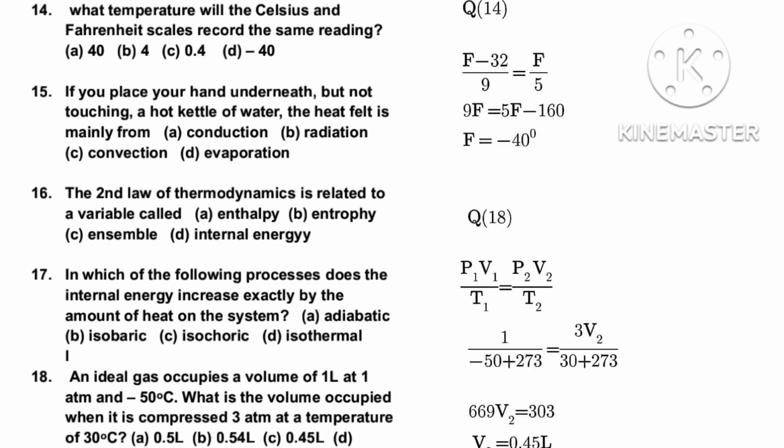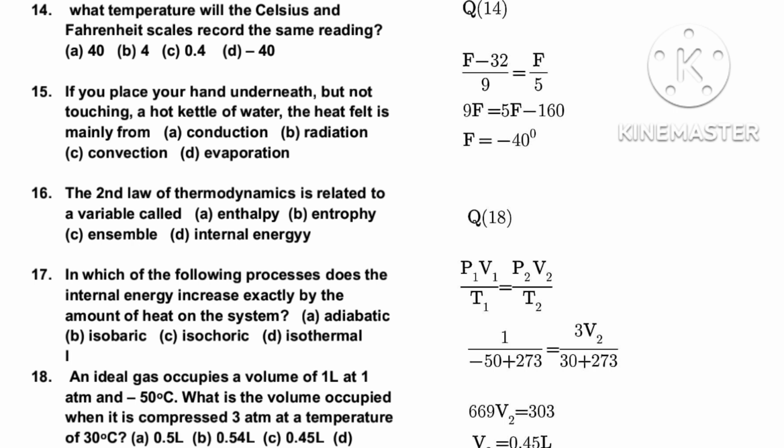The next question is, at what temperature will the Celsius and the Fahrenheit scale record the same reading? So we use F minus 32 over 9 equals F over 5. Initially it is meant to be C over 5, but since it is saying the temperature at which the Celsius and the Fahrenheit scale will record the same reading, we equate the two of them together and we have F to be minus 40 degrees. So the right option is option D.